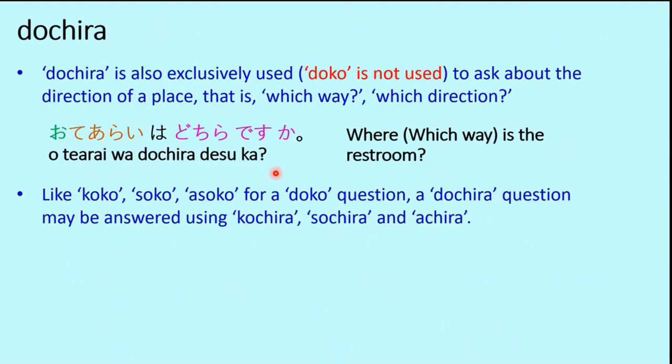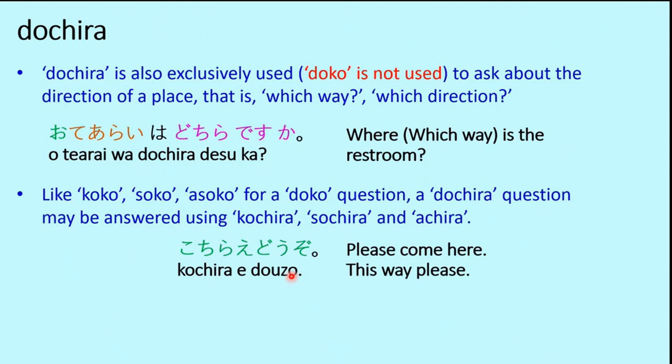Like koko, soko, and asoko for a doko question, a dochira question may be answered using kochira, sochira, and achira. The meanings are exactly the same as koko, soko, and asoko respectively. So if the question has been asked using dochira, the answers may be using kochira, sochira, and achira. So to this question, O tearai wa dochira desu ka? The answer may be Kochira e dozo. Kochira e dozo means please come here or this way please. So this is a very, very polite answer.